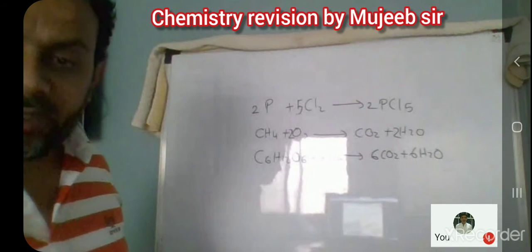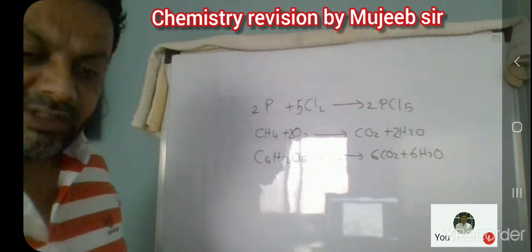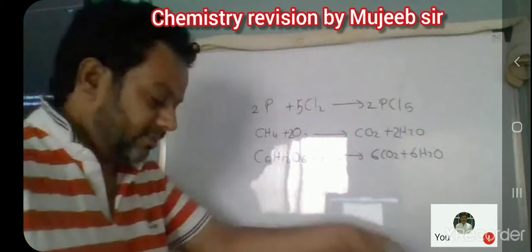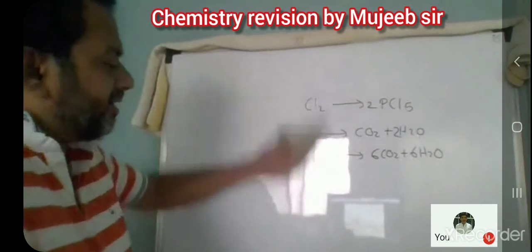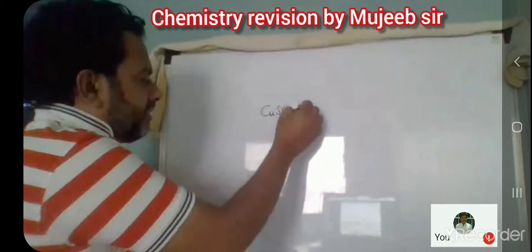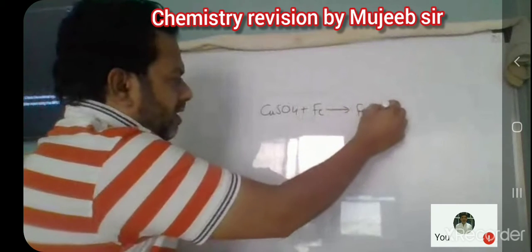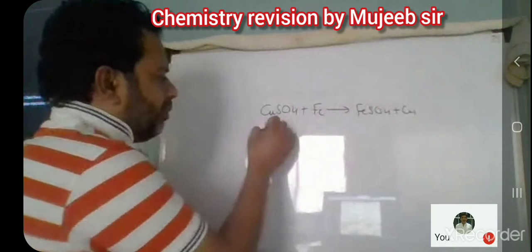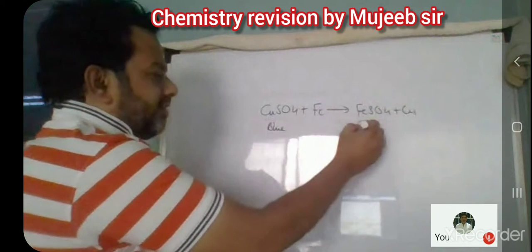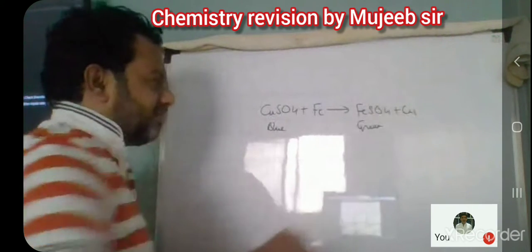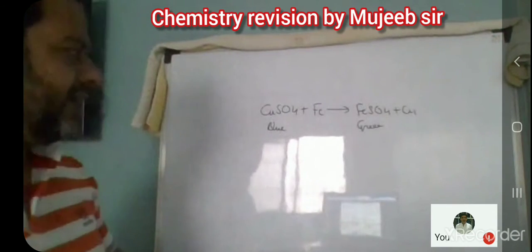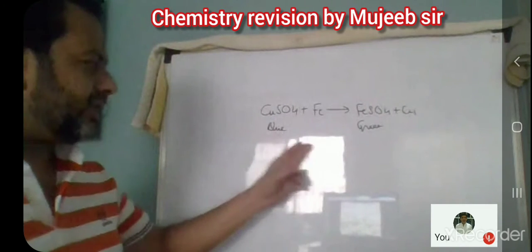Whenever you are giving the example of change in color, the base example is copper sulfate. When you take the copper sulfate crystals in a test tube and add some water to it, you will get this copper sulfate, plus Fe, gives you FeSO4 plus Cu. It was blue in color, and now you got a solution which is green in color. So from this equation we can easily understand that the reaction has taken place because the change of color is taking place.